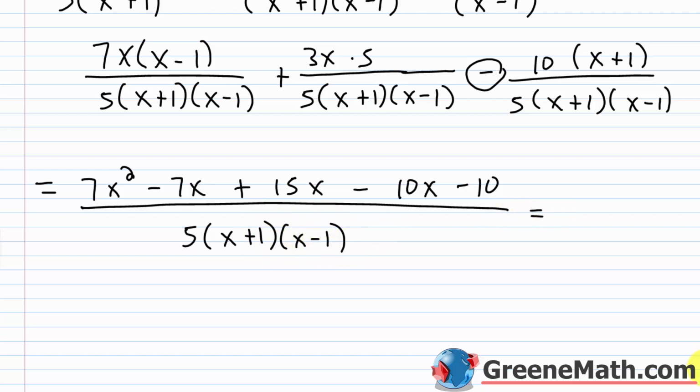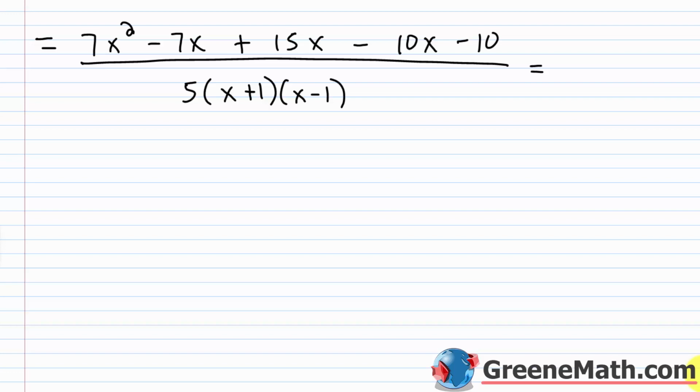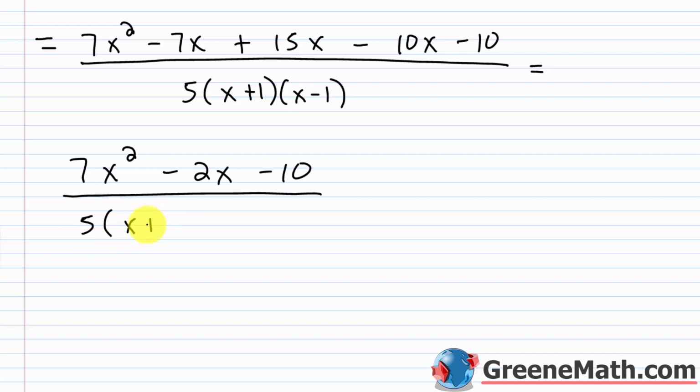Okay. All right, so now we have 7x squared and nothing to combine with that. We have negative 7x plus 15x, which is going to give us 8x, and then minus 10x, which is negative 2x. And then you have minus 10. Okay. And this is over 5 times the quantity x plus 1 times the quantity x minus 1. Now, this is as simple as you could make this because, again, this trinomial here is prime, right? You're not going to be able to factor it using rational numbers.